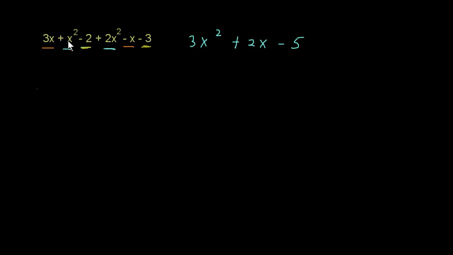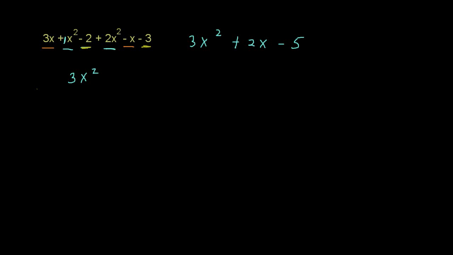Let's do the x squared terms first. What is the coefficient of this x squared term? Well, it's 1. Remember, every variable has a coefficient, and this is no exception. The coefficient here is positive 1. Positive 1 plus 2 is 3x squared.